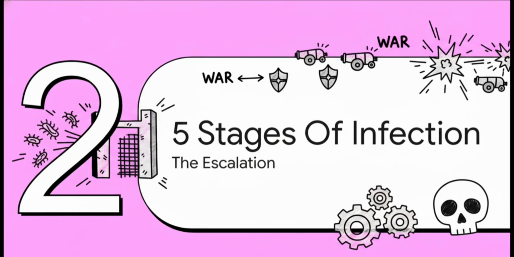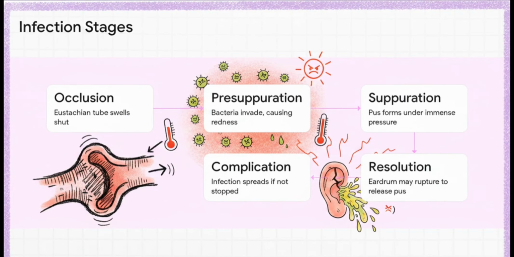Moving on to Section 2, 5 stages of infection, the escalation. So, the bacteria have breached the gates. They're in the middle ear. What happens next? Well, the medical text lays out a very clear escalating war inside your skull. It runs through 5 specific stages. It starts off simply with Step 1, tubal occlusion. Basically, the eustachian tube swells shut from the cold. Because it's closed off, the middle ear absorbs the trapped air, and that creates a negative vacuum pressure. Then we move to Step 2, presuppuration. This is where the bacteria start invading the cavity, causing redness and congestion. Fluids start to appear, but it's Step 3 where things really reach a boiling point.